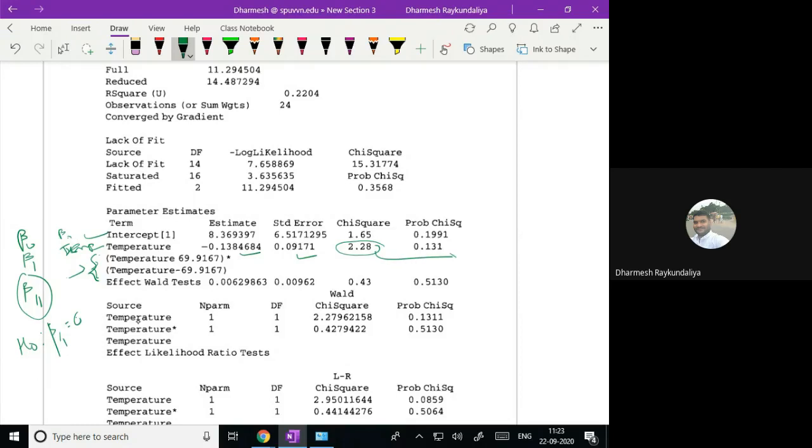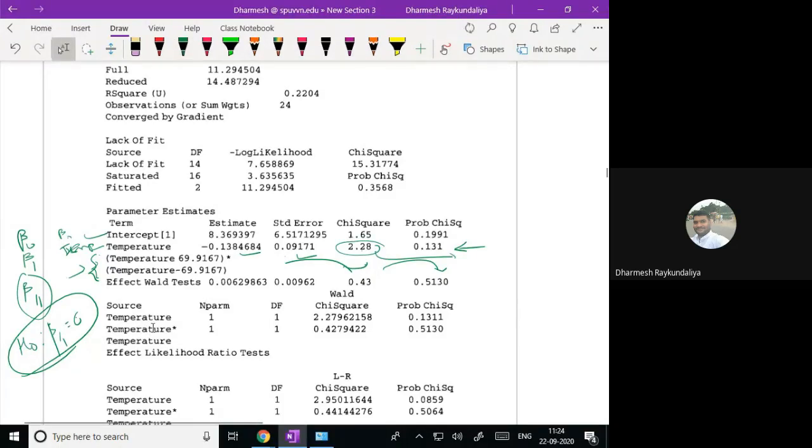And if you find out the p-value, the chi-square value is this, and the corresponding p-value is 0.51, which is greater than 0.05. So we say that the quadratic temperature has no impact on the O-ring failures.